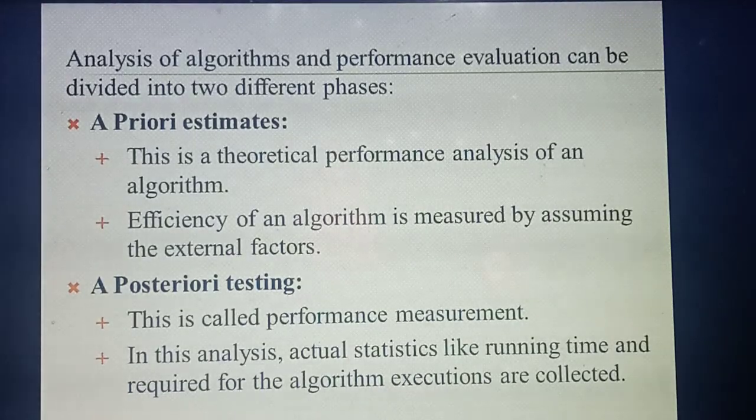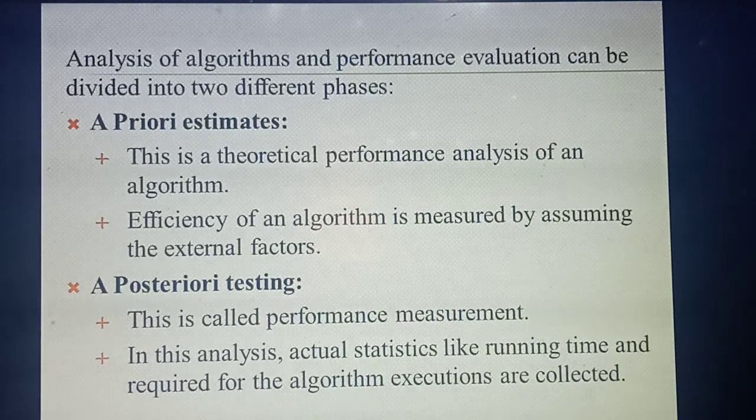Okay, so in computer science, while you are running the program, what things will it take? Running time, how much time it will take, how much space it will take, isn't it? This is called posterior testing. Okay, so two types you have to do. What are they? Prior estimates and posterior testing.